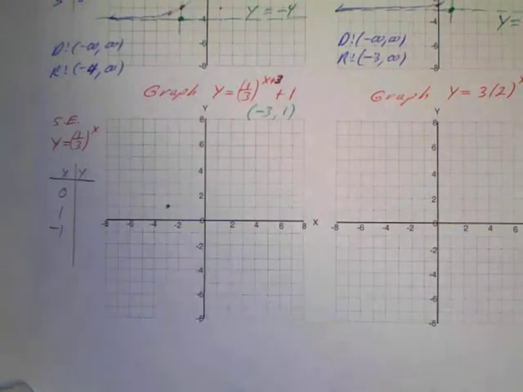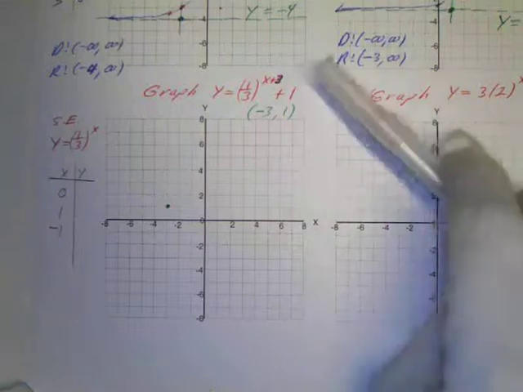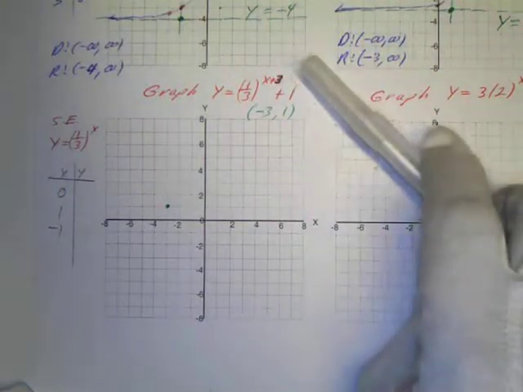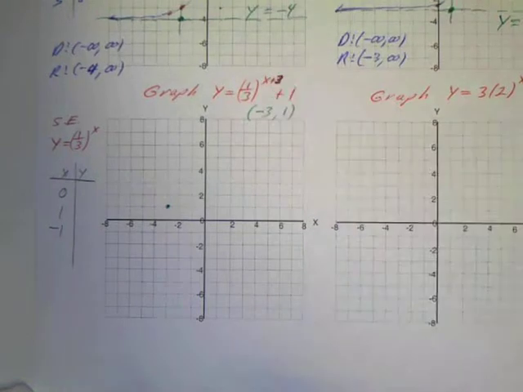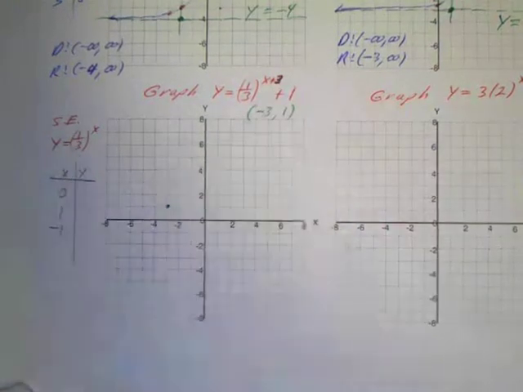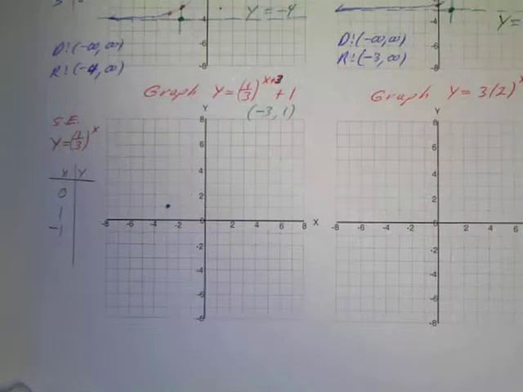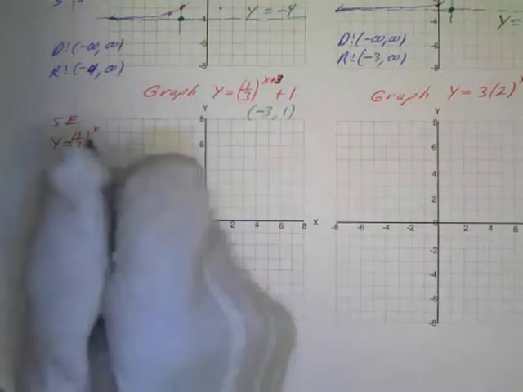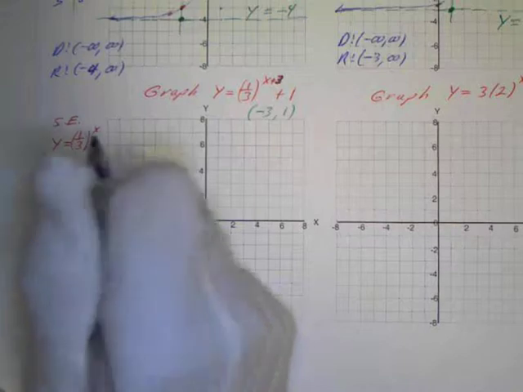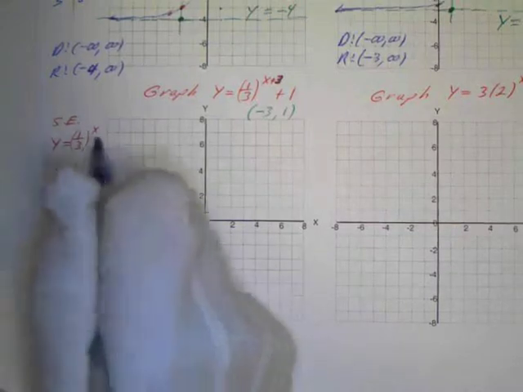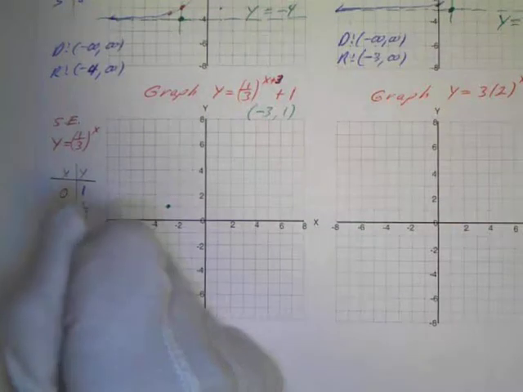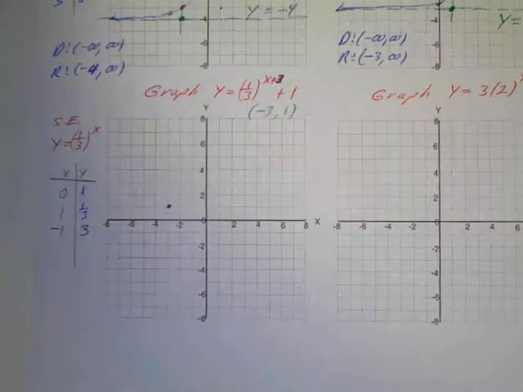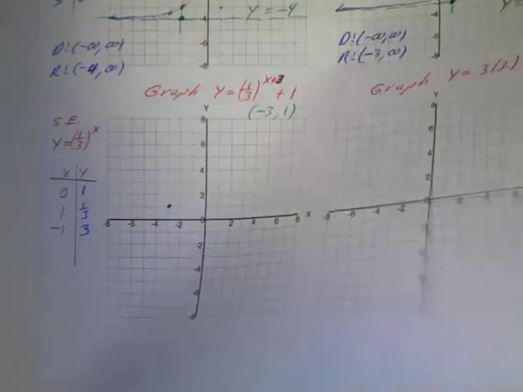Now my shape equation again is this function without the shift, so I just take away the +3 and the +1. And this is my shape equation, y equals 1/3 to the x. And then I just use those points, and we've done those points before. When x is 0, y is going to be 1. When x is 1, y is 1/3. When x is -1, 1/3 to the -1, we flip it and it becomes 3/1, or 3. So there's our points.